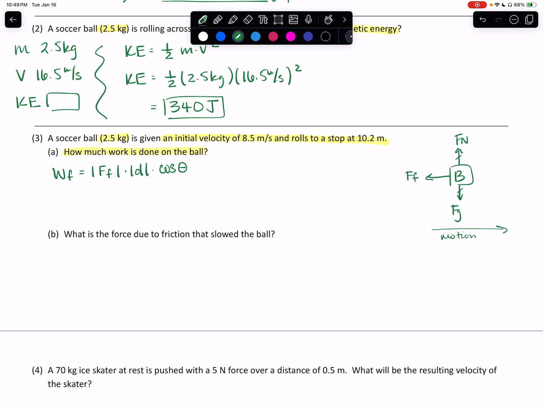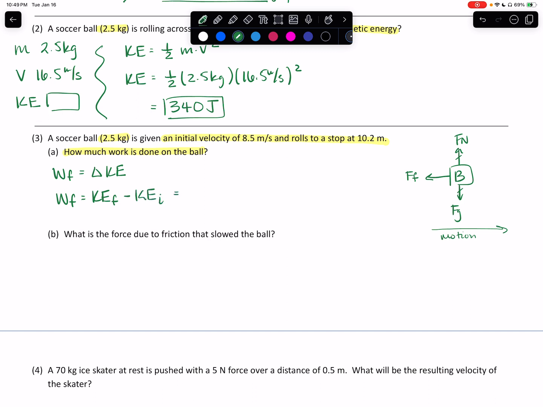So we must be able to figure out the force due to friction or work due to friction in a different way. So let's try something different. Let's use our energy work theorem. We know that the work that's being done is equal to the change in the kinetic energy. Why don't we approach it this way? So that frictional work is equal to the final kinetic energy minus the initial kinetic energy.